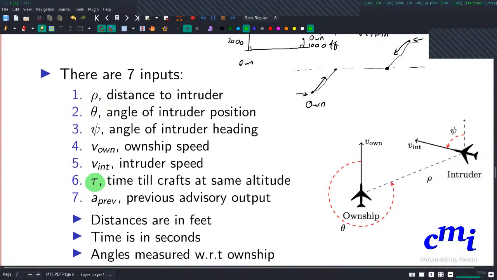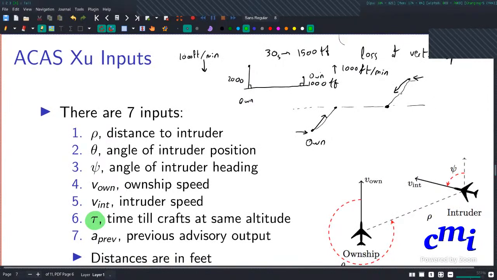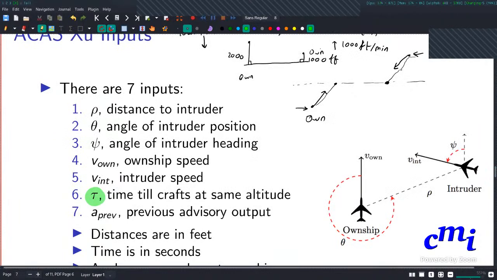So this is basically the sixth input, which is the time till the aircraft is at the same altitude. Is that sort of clear? Notice that this doesn't actually distinguish between situations of this kind.